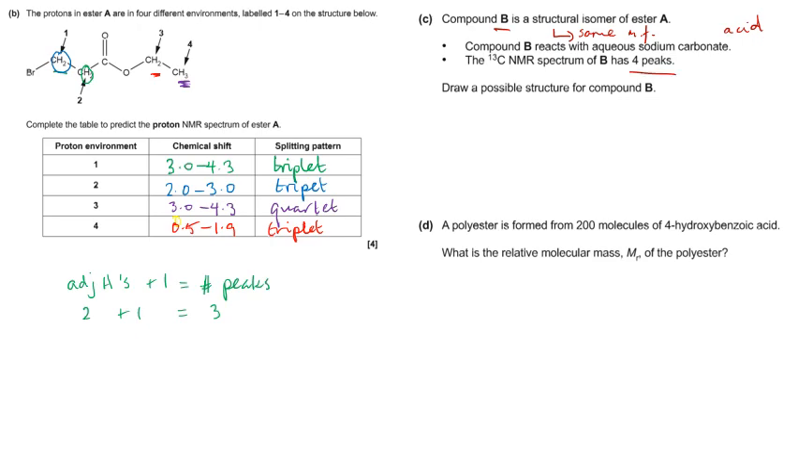Right, and we've got 4 different environments, although it looks like we've got 5 carbons: 1, 2, 3, 4, 5. So we're going to have 5 carbons, 4 environments. So 2 of our carbons need to be in the same environment. So first of all, let's draw out our acid. So it's going to be one end of the molecule. Let's draw it structural.